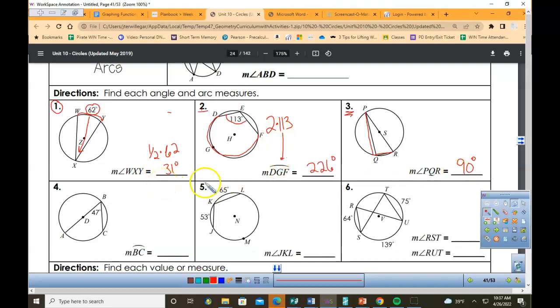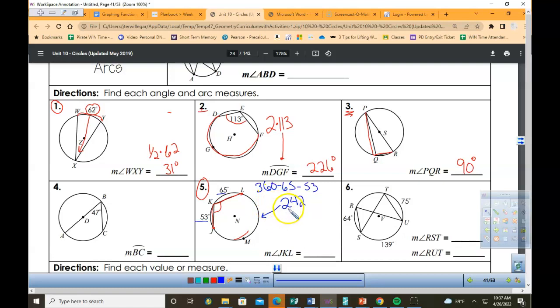Now what do we do when we see one like number 5? I'm looking for angle JKL, but I don't have this arc. So I have to remind myself, a circle adds up to 360. So if I do 360 minus 65 and minus 53, that will give me this leftover arc over here. Okay, when I do that, I got 242. So this arc is 242 degrees.